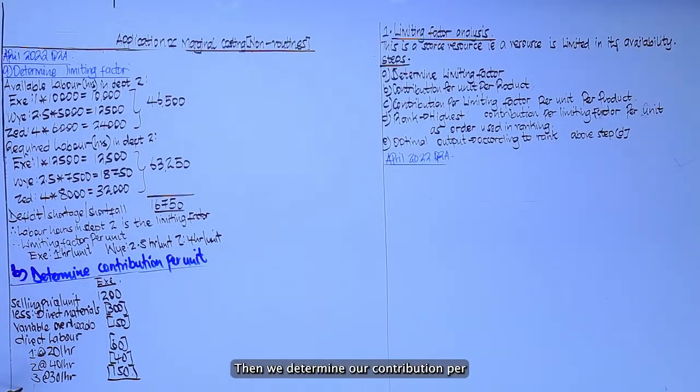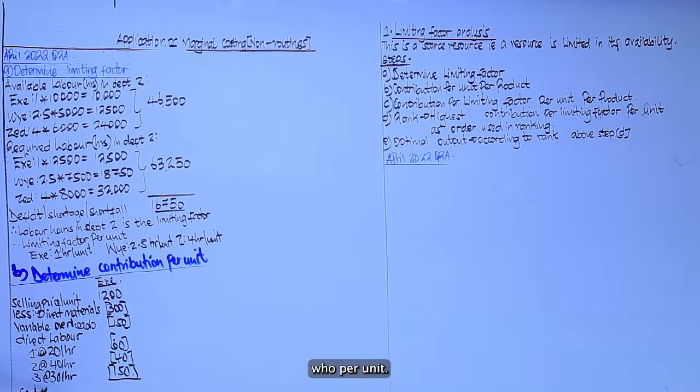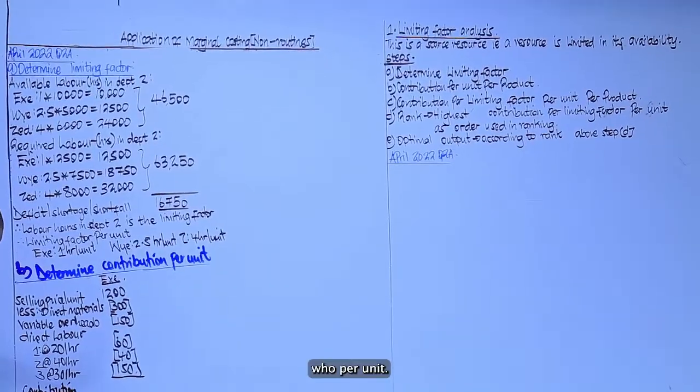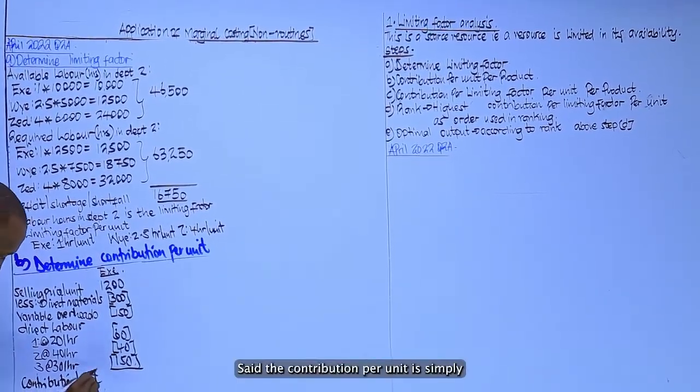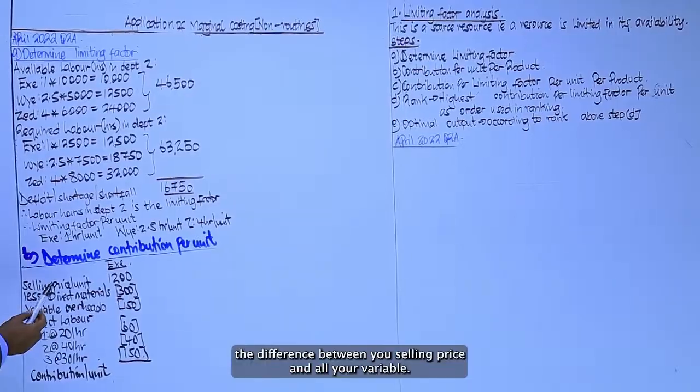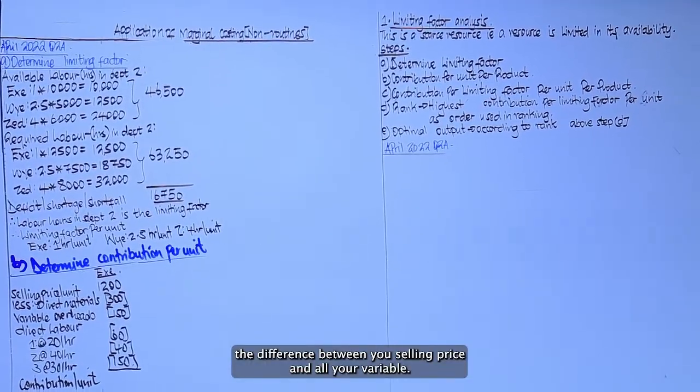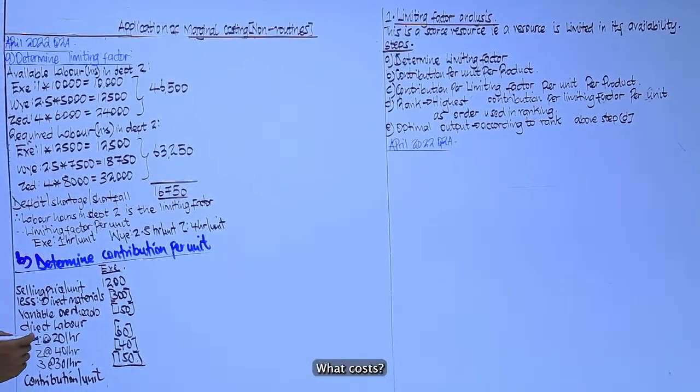Then we determine our contribution per unit. We've said the contribution per unit is simply the difference between your selling price and all your variable costs. Let's go to Y.